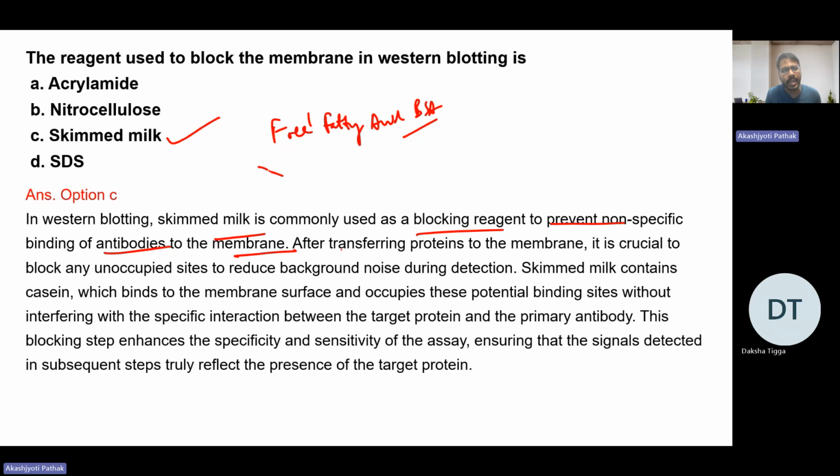It is crucial to block any unoccupied sites to reduce background noise during detection. So how does skim milk help in that process? Because skim milk contains casein. Casein is a protein which binds to the membrane surface and occupies these potential binding sites without interfering with the specific interaction between the target protein and the primary antibody. So casein will block the potential binding sites, but it will not interfere with the interaction between the protein and the antibody.